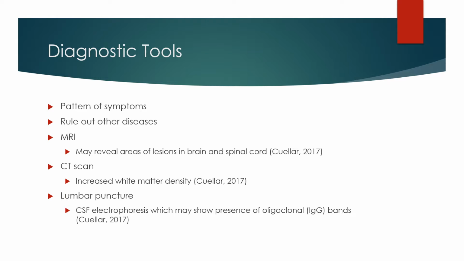In those with relapse remitting MS, diagnosis is typically based on the pattern of symptoms exhibited by the patient. MRI may be useful as well to reveal areas of the lesions in the brain and spinal cord, as well as CT scan, which can show areas of increased white matter density. Lumbar puncture is typically used in those with primary progressive course of MS whose symptoms may be less straightforward. And on the cerebrospinal fluid, they do electrophoresis, which may show presence of oligoclonal IgG bands, which is indicative of MS.